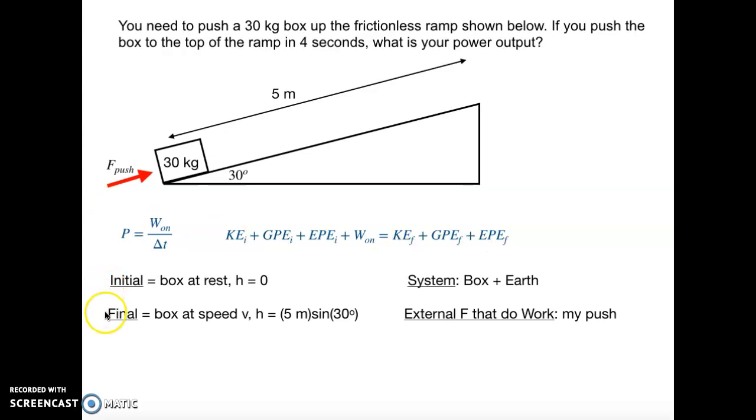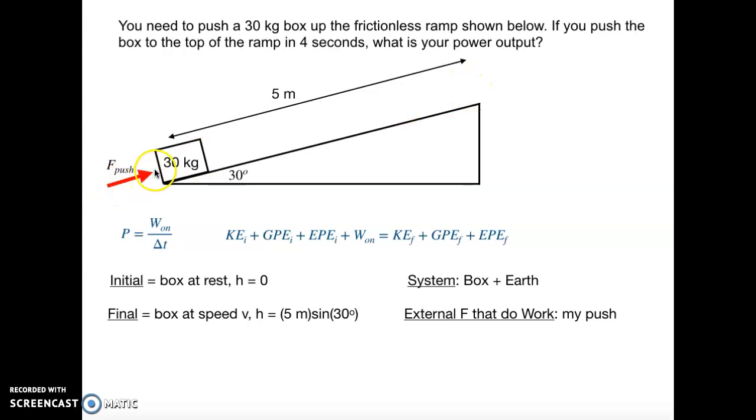Start by defining our initial and final moments. The initial moment, the box is at rest at a height of 0. That's the moment shown in the drawing. At the final moment, the box will be at the top of the ramp, which would be a height of 5 meters times sine 30 degrees. And it will be moving at some speed v.